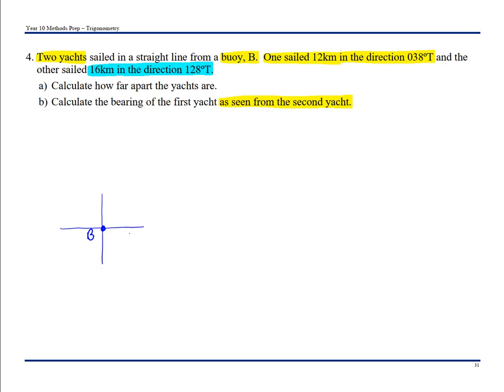So let's put our buoy B. Now, one sailed 12 kilometres in the direction 38 degrees true, so out this way. Again, doesn't have to be entirely accurate, just I suppose the more complicated we get, the more accurate we have to be. But I just think if you get the angles approximately right and you get the length of the lines relative to each other approximately right, you should be fine. So in the next one, which is 128 degrees true, I know that's 90 plus a bit more. So it's down this way. And when I draw this line, because it's 16 kilometres, I'm just going to make it longer than the line I drew previously. So this is 16 kilometres here, and that whole angle is 128 degrees. Using different colours can help. Whatever works for you to make it clear, my biggest recommendation is a big diagram.